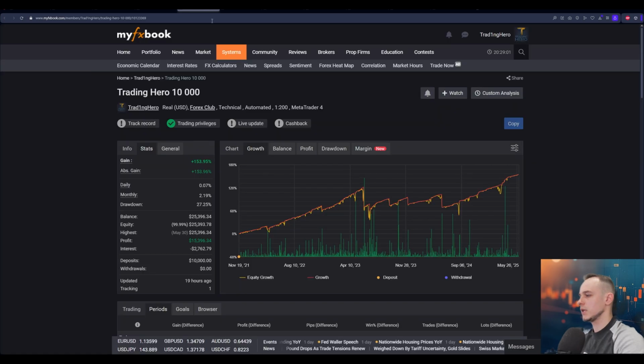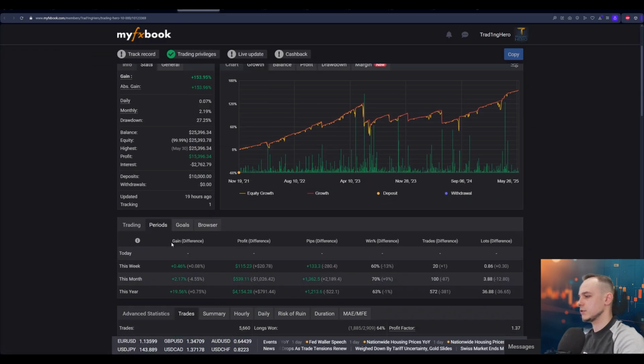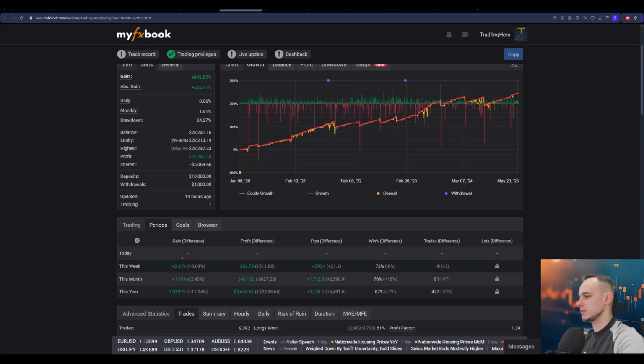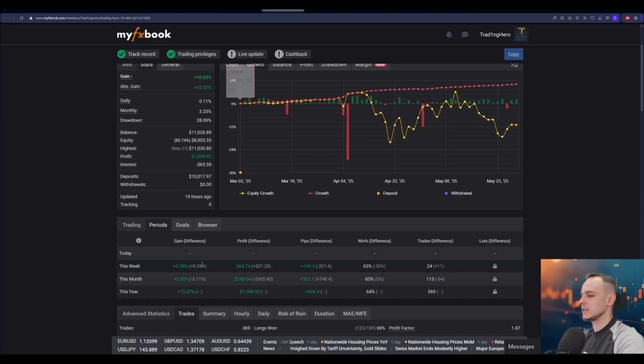The $10,000 portfolio, version 1, yielded a 0.5% profit in the last week and 2.1% over the past month. The $10,000 portfolio, version 2, returned 0.3% over the past week and 1.7% over the past month. The $10,000 portfolio, version 3, returned 0.6% over the past week and 2.3% over the past month.